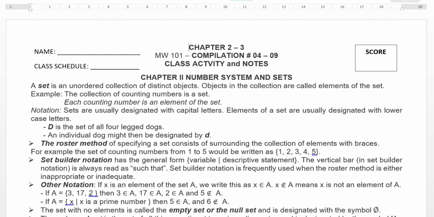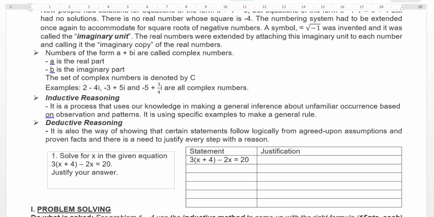Good day. This video is intended for review. So I'm going to provide answers on chapter 2 to 3 from compilation 4 to 9. Problem 1 is about deductive reasoning.